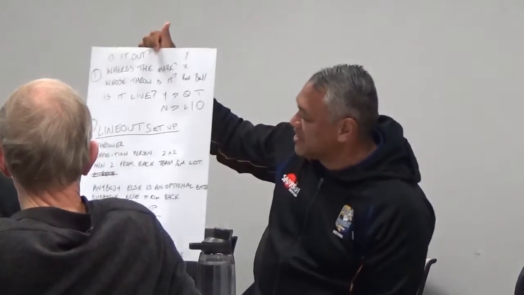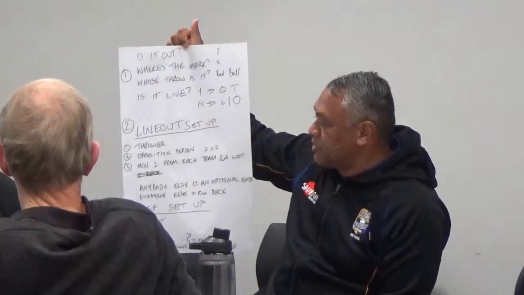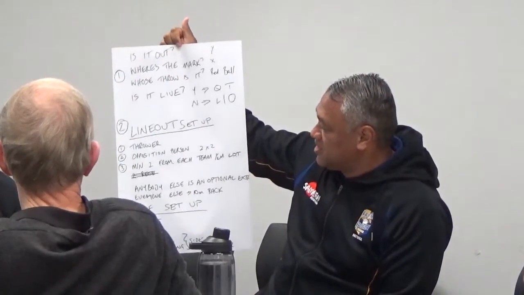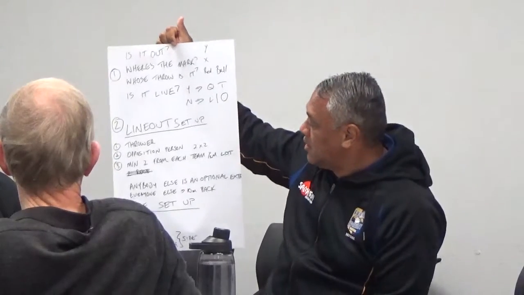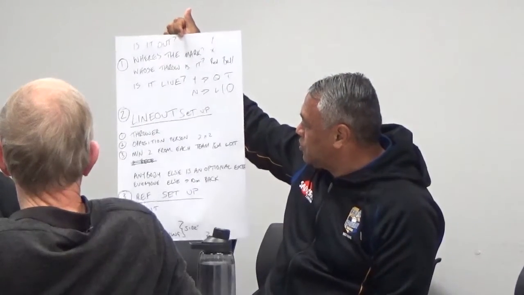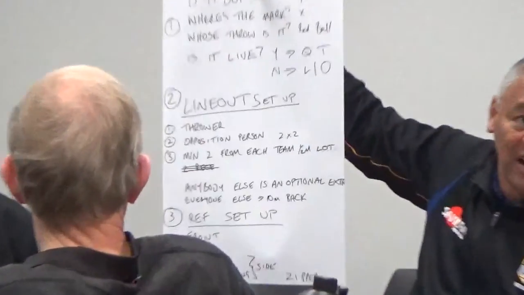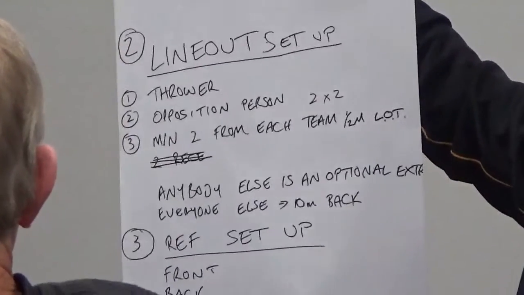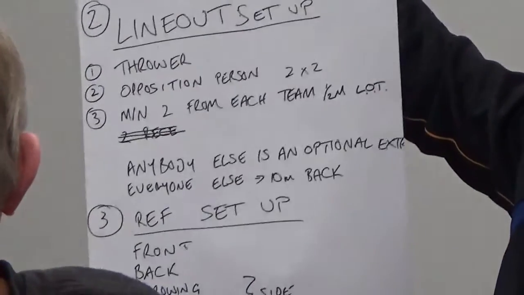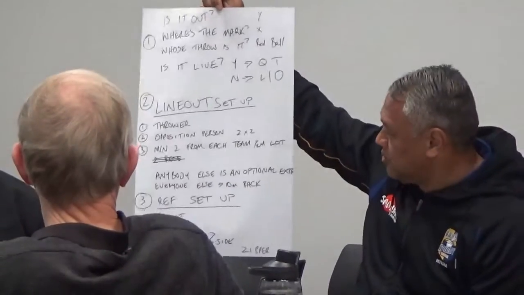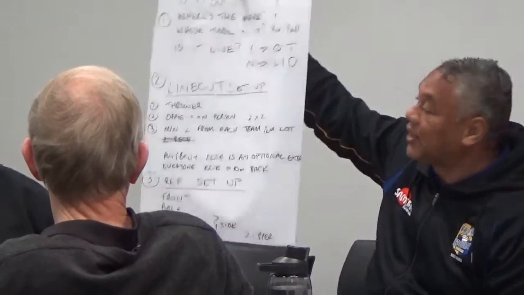And then we've got line-out setup. So the minimum is you need a thrower. You need someone else standing opposite the thrower. You need a minimum of 2 from each team standing half a metre from the line of touch. And Graham coined the phrase, anybody else is an optional extra. And then obviously the one thing that we forgot to write down, but thanks to the first group, everyone else is 10 metres back.